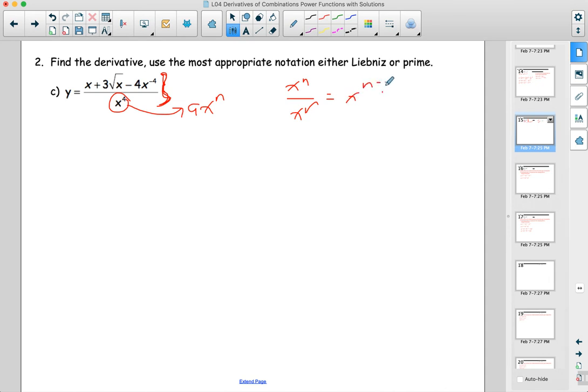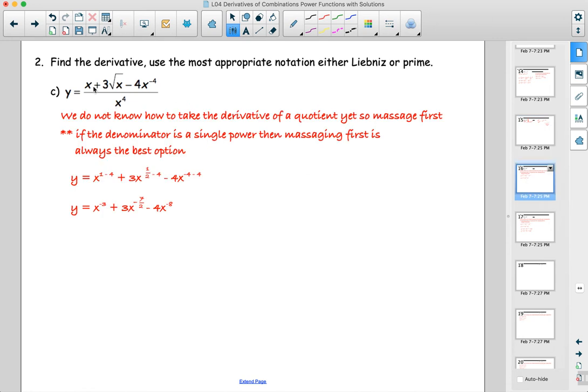I'm going to massage first. And in this case, we're forced to massage because we don't know the quotient rule. But if we did know it, I'm advising you don't apply the quotient rule in this case because it's a single power function. We'll see later if I'm dividing by something like this, I have no choice but to use the quotient rule because I have 2 terms here. All right, so what's going to happen now?